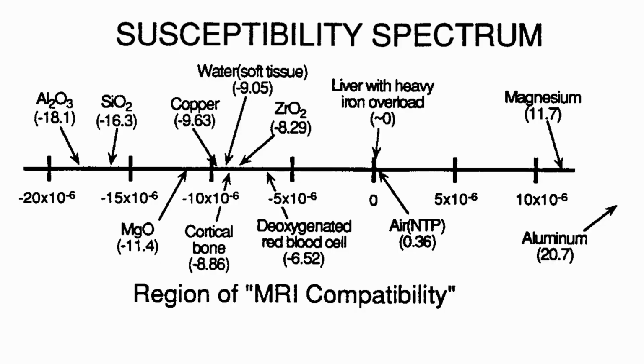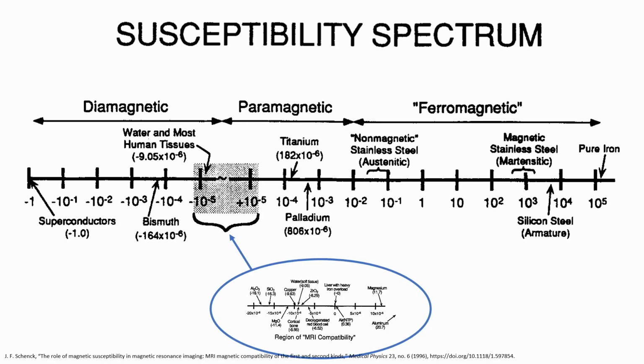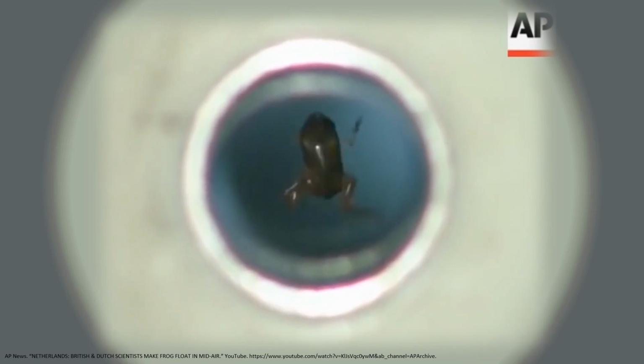A separate property that influences how atoms interact with magnetic fields is magnetic susceptibility. Here is a spectrum of common MRI-compatible molecules, along with their susceptibility values. And here is where they fit into the entire susceptibility spectrum. So while something like magnesium or copper may not be as magnetic as something like iron or steel, they are still definitely magnetic. All you need is a strong enough magnet to see that.